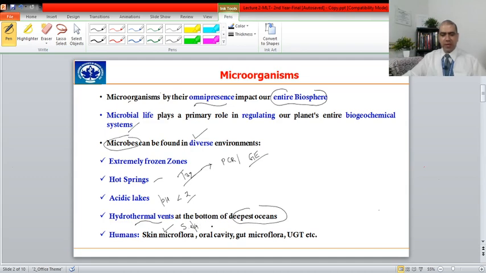Another, we have many of them in the oral cavity. We have the gut microflora, and one of the helpful bacteria you will find in your gut flora is E. coli. And we have many other microorganisms that are present in your different tracts. One example is the urinary genital tract.